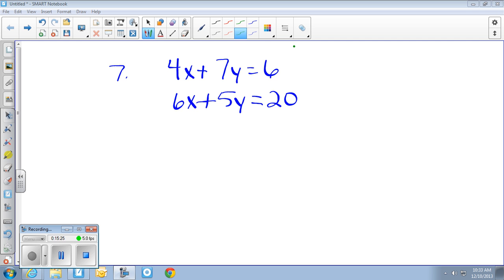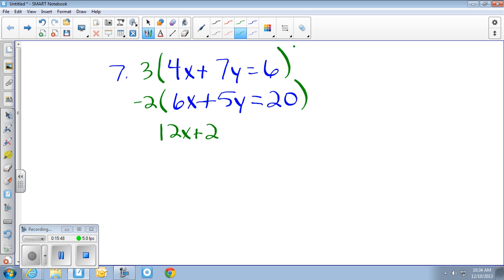So first thing I'm going to do is multiply this first equation by 3. I'm going to rewrite it down here at the bottom, and I'm also going to go ahead and multiply the bottom by negative 2. So let's rewrite those equations, multiplying out. 12x plus 21y is equal to 18. And then the bottom one is going to be negative 12x minus 10y is equal to negative 40.